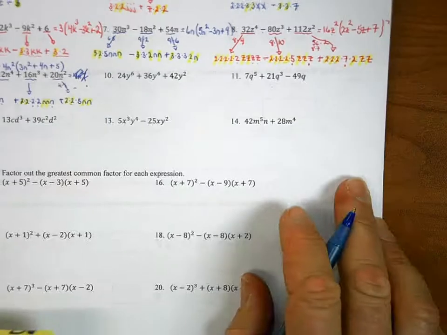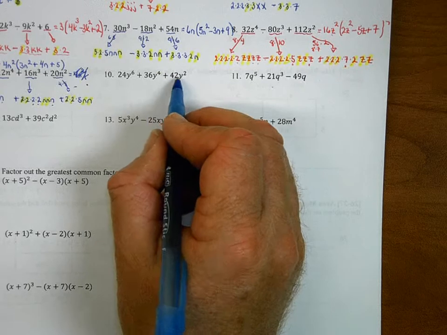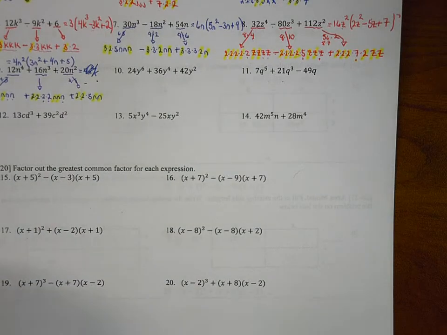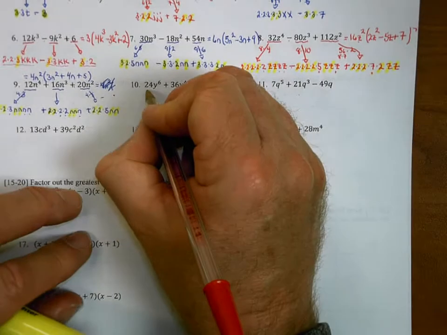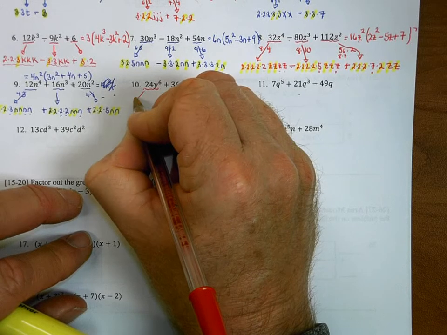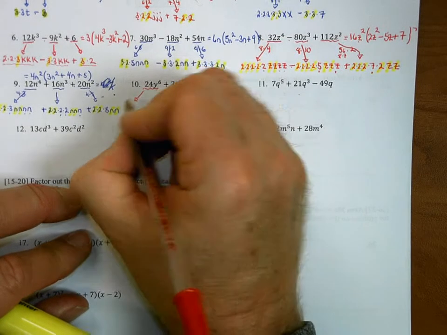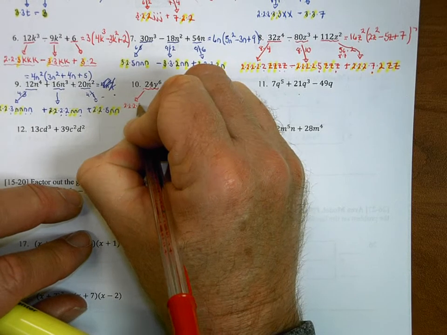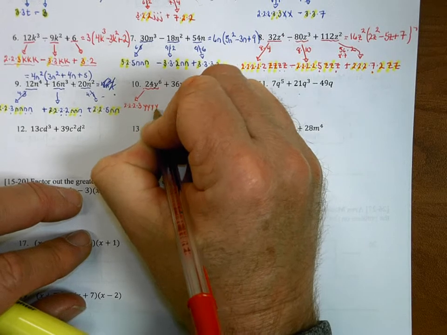Okay, number 10, 24y to the 6 plus 36y to the 4th plus 42y to the 2nd. So first thing that I do is I'm factoring by finding the greatest common factor. Okay, so I'm going to take the first term right here, which is 24y to the 6. Well, 24 breaks down into 8 times 3, but 8 is 2 times 2 times 2 times 3. That's 24. Y to the 6, y... do they put so many y's?